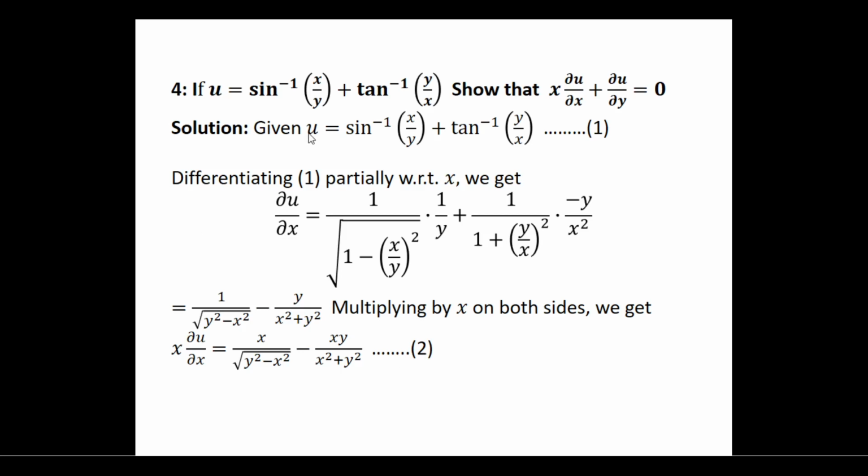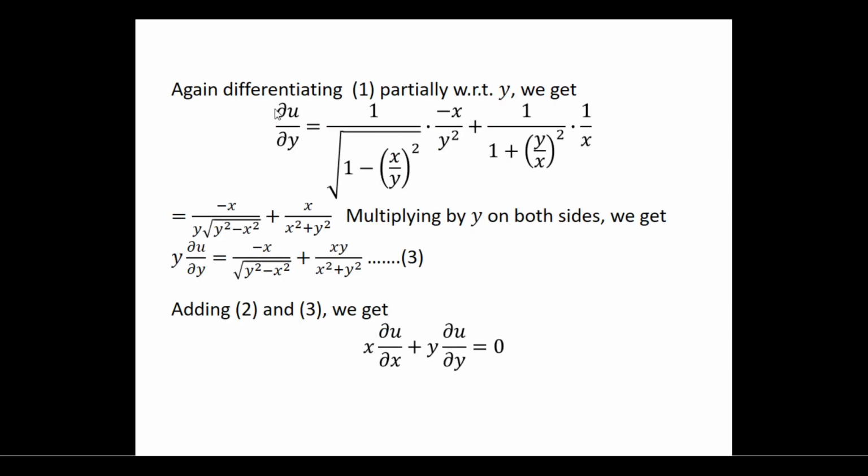Next, differentiate u partially with respect to y. We are differentiating partially with respect to y, which means you have to keep x as constant. So ∂u/∂y equals, the sin inverse differentiation is 1 over square root of 1 minus (x by y) whole square, into the differentiation of x by y with respect to y, where x is constant as it is. The differentiation of 1 by y is minus 1 by y square, plus tan inverse of y by x differentiation, 1 over 1 plus (y by x) whole square, into the differentiation of y by x with respect to y, it is 1 by x.